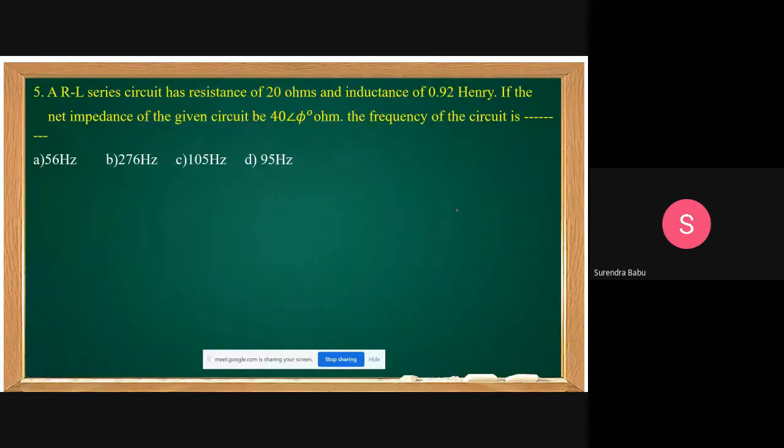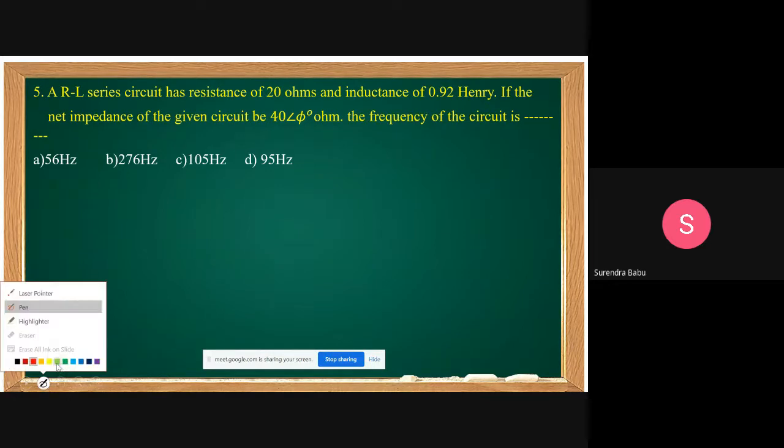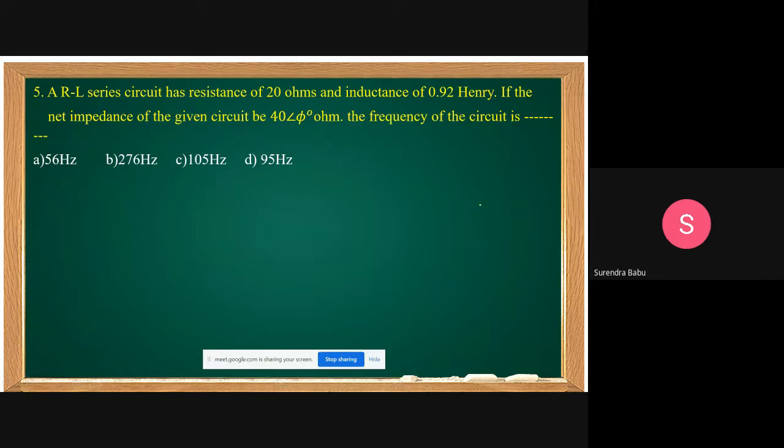Here is one more question. Can anybody answer this question? A RL series circuit has a resistance of 20 ohms and inductance of 0.92 Henry. If the net impedance of the given circuit is 40 at angle of pi ohms, then you want to find what is the frequency of the circuit.